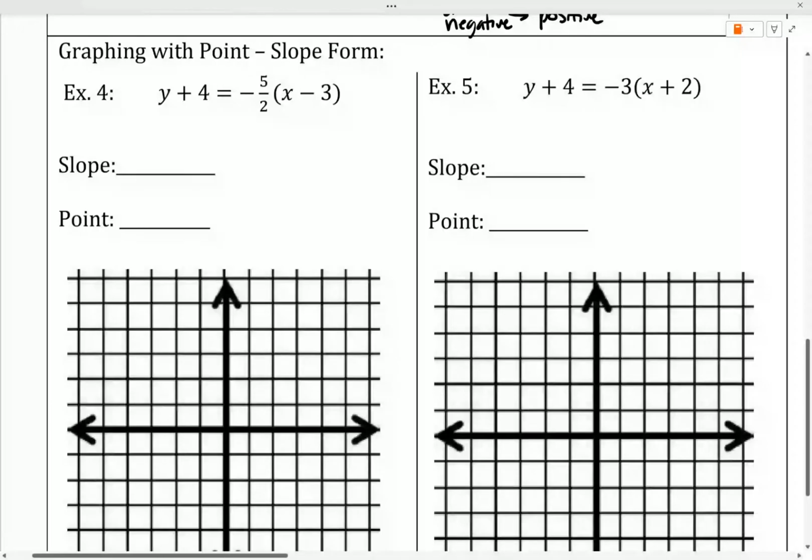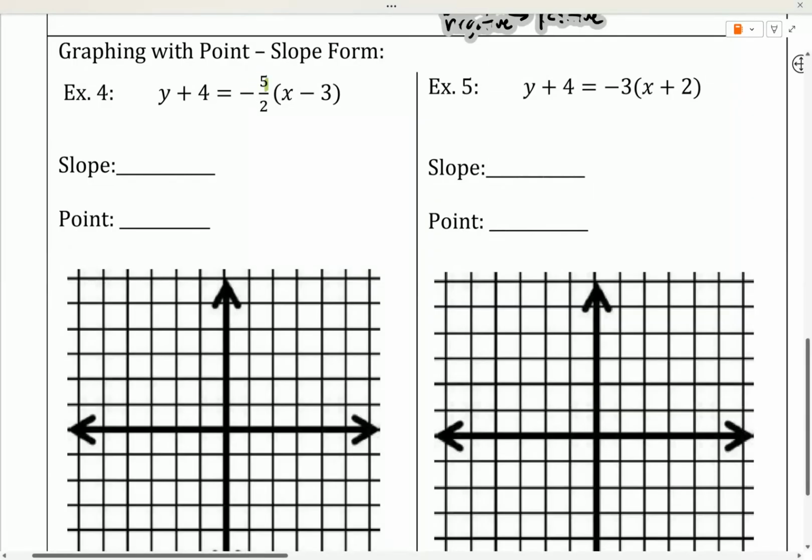So now we're going to look at equations that are already written in point-slope form. We are going to extract what the slope is and what the coordinate that they gave us in the equation is so that we can graph it. So for example 4 here, we have y plus 4 equals negative 5 over 2, x minus 3.